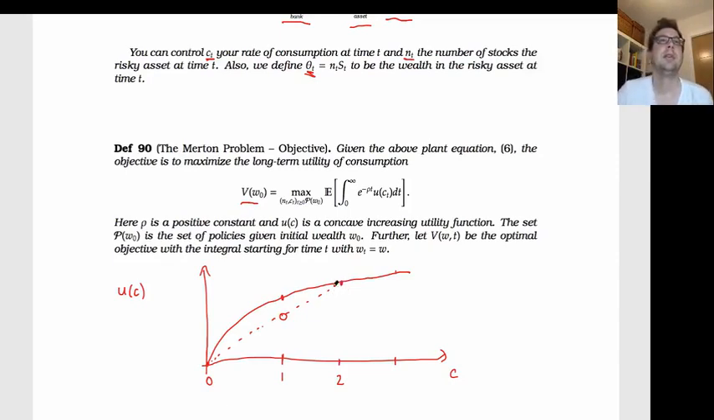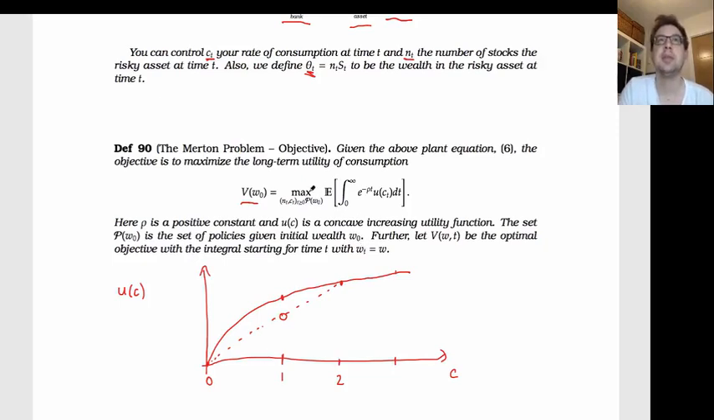So again, rho here is a positive constant representing how we discount money over time, how I prefer to invest money today rather than tomorrow, and I do that in a constant, exponentially decaying way. U of C is a concave increasing utility function, so something like what I've drawn here. We're going to let P of W0 be the set of admissible policies, so sets of things I'm allowed to do with my wealth, given the initial wealth W0.